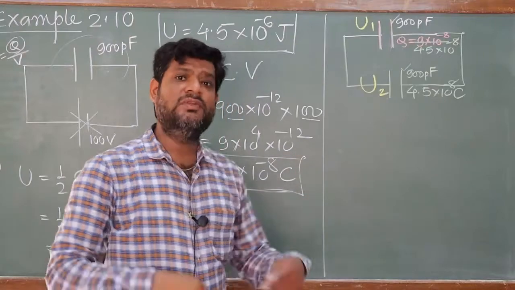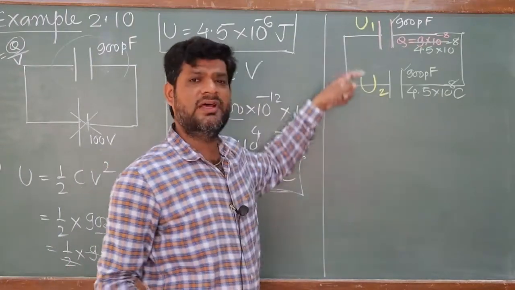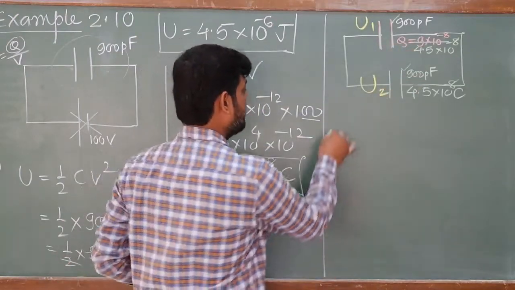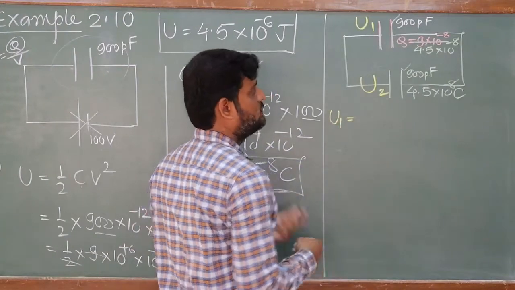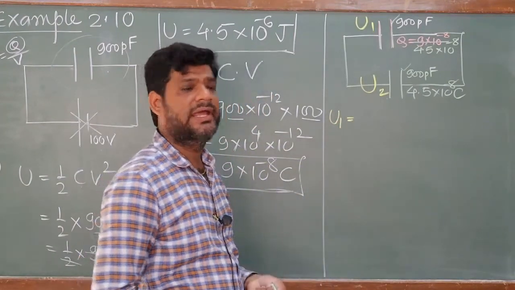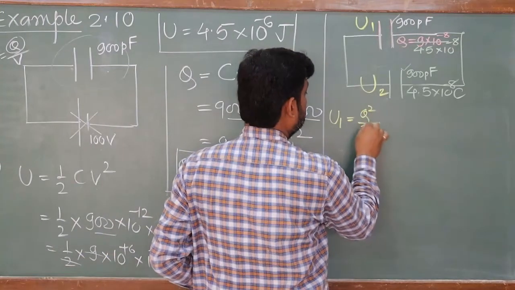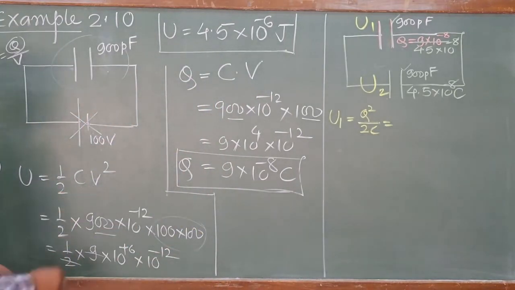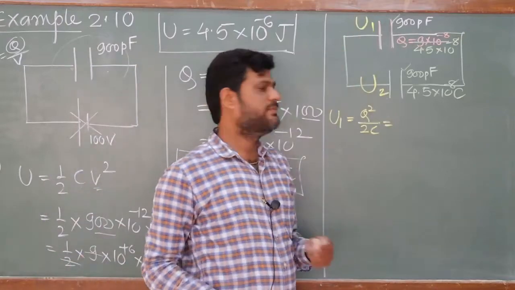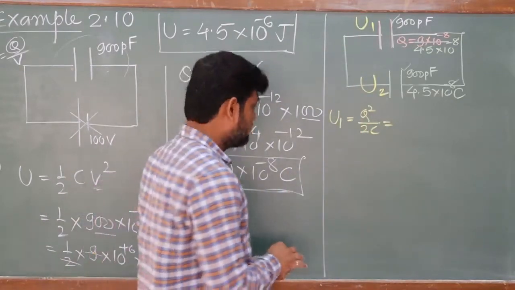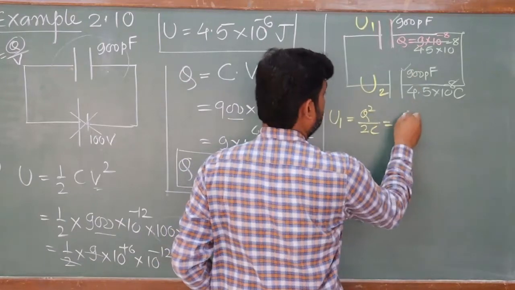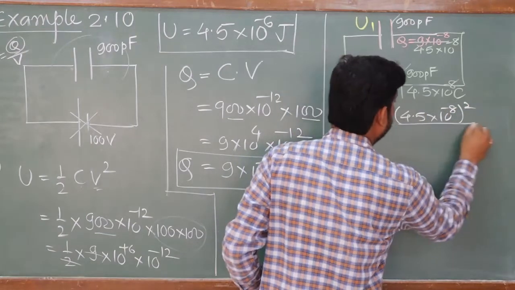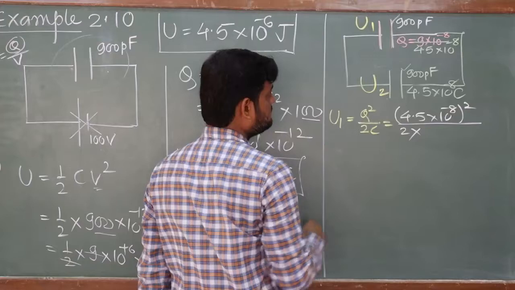Right? And the energy of the system means what? U equal to U1 plus U2. The total U will become the energy of the system. First of all, we will calculate U1. U1 equal to what? Q square by 2C. This formula we will apply over here. We could use half CV square, but we don't know the value of V over here. That's why we apply Q square by 2C. What is the value of Q? 4.5 times 10 to the power minus 8, bracket squared, divided by 2 multiplied by C, equal to what?